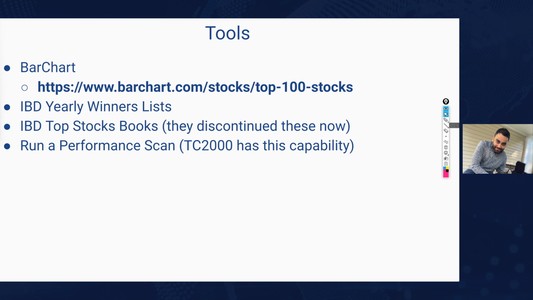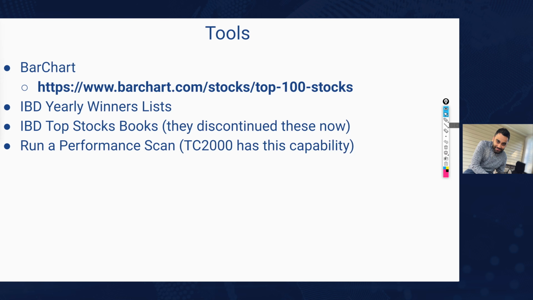There are a few tools that I use on a consistent basis. I think one of the best ones is this bar chart called Top 100 Stocks. I think they're starting to go historical now with this. Every year they have a list of stocks that are performing better, ranked by what I think they call weighted alpha. And it gives you a list of the top winners in the market every single year.